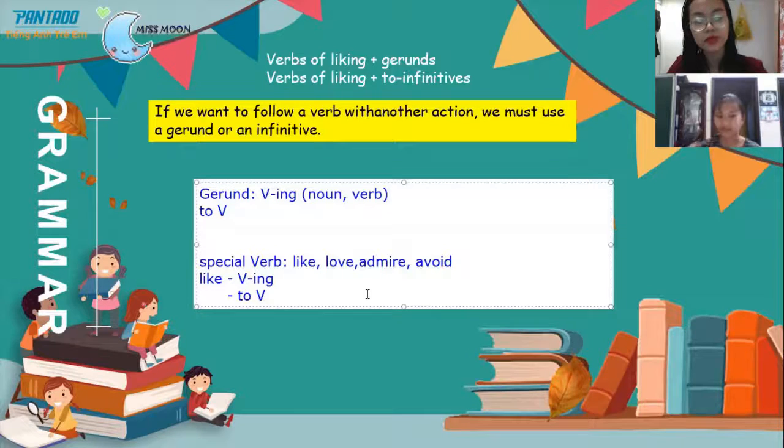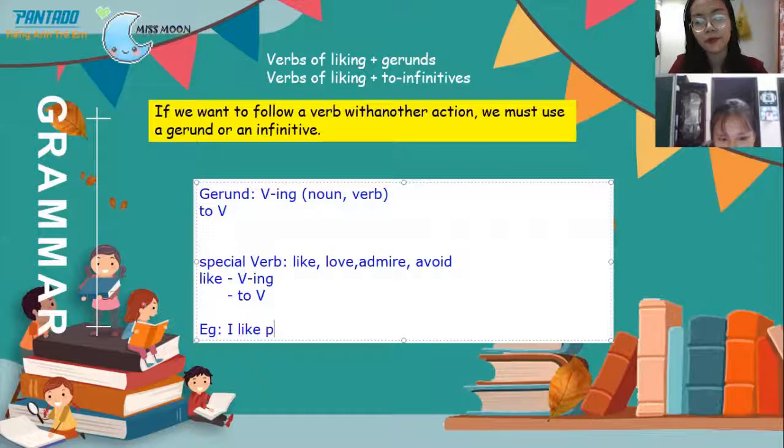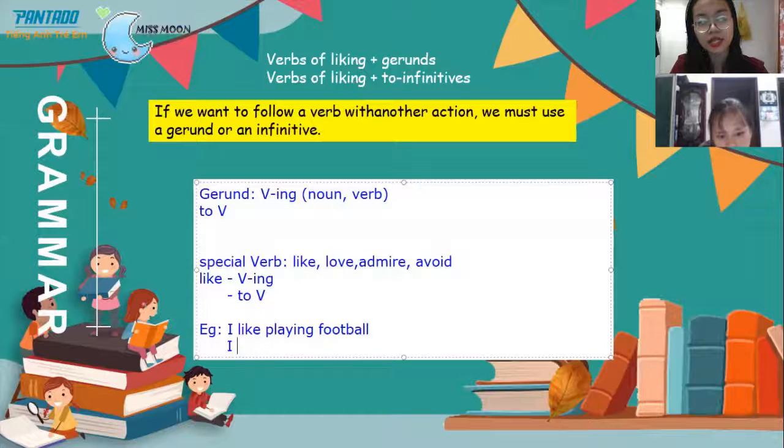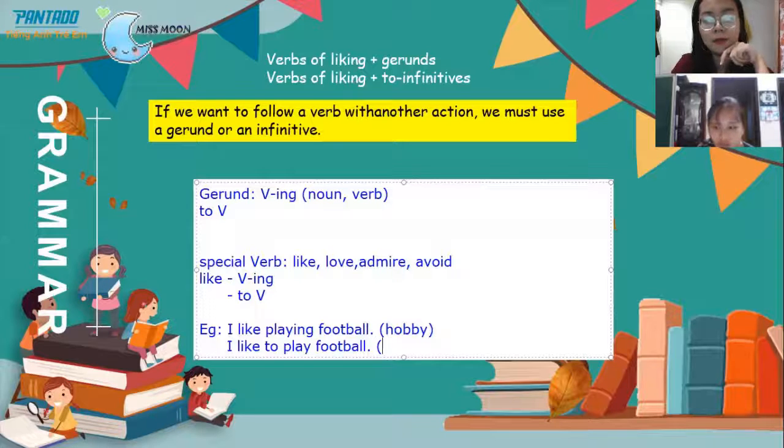For example, I have this one. I like playing football. And the second one is I like to play football. What is the difference? A little bit of difference here. Can you guess? This one, I call it a hobby. Do you know hobby? Yes, but this one is not a hobby. It's temporary. Sorry, not temperature, temporary. How can you say that? Temporary.